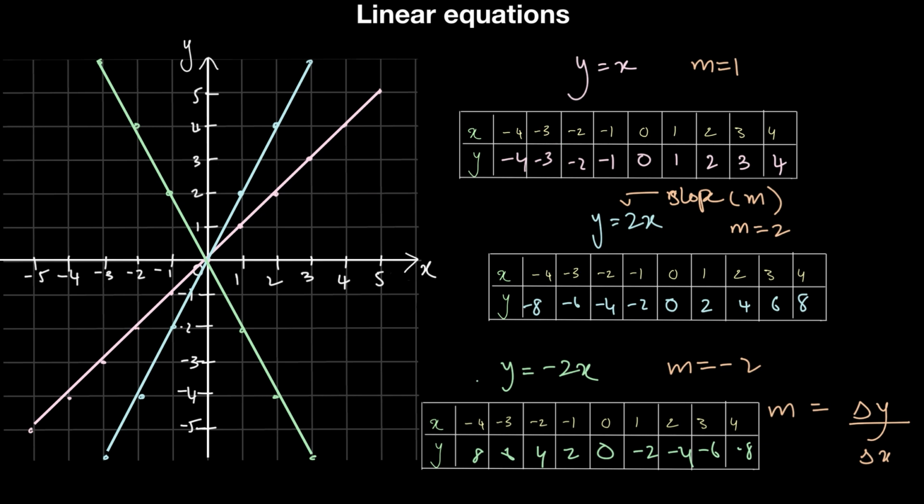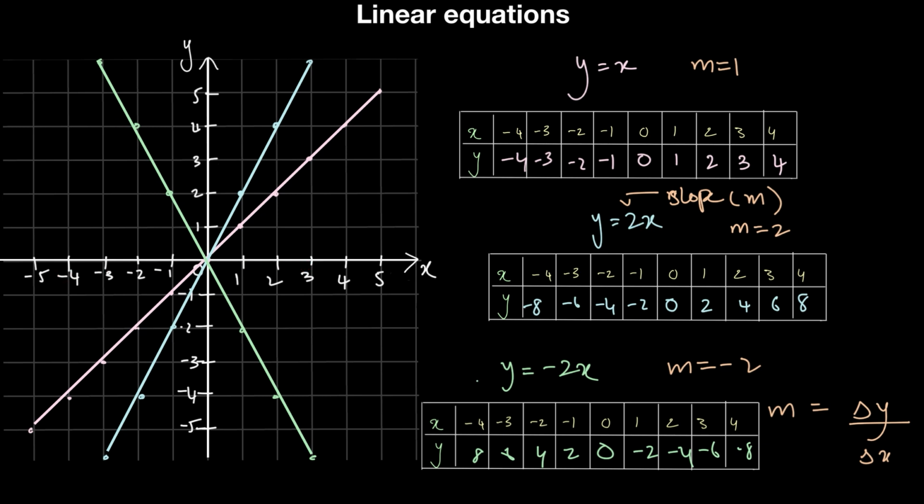For the first two equations, as I move from left to right, as x increases, y also increases, so the graph moves upwards. Similarly, if I go from right to left, if x decreases, y also decreases. For a negative slope, if I go from left to right, as x increases, y decreases. And if I go from right to left, as x decreases, y increases.